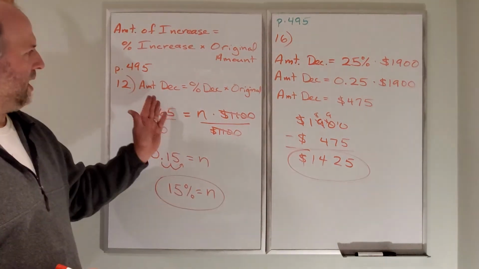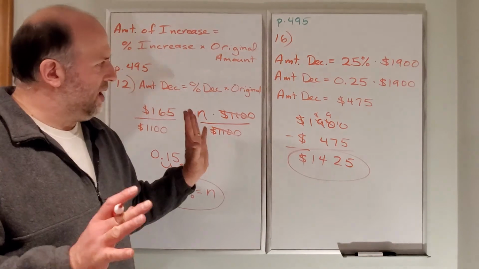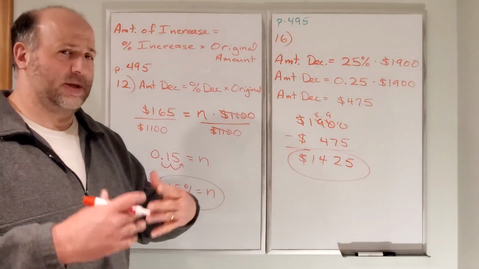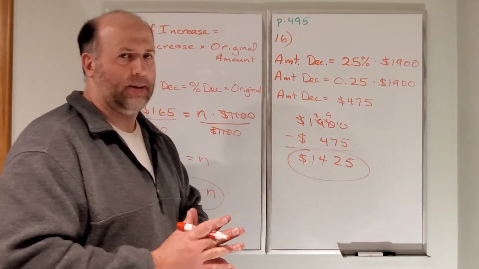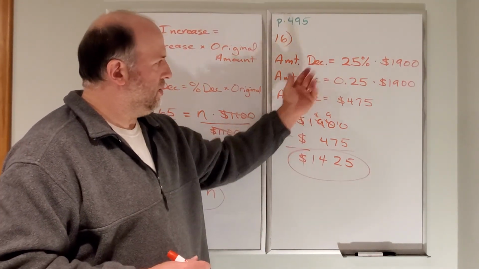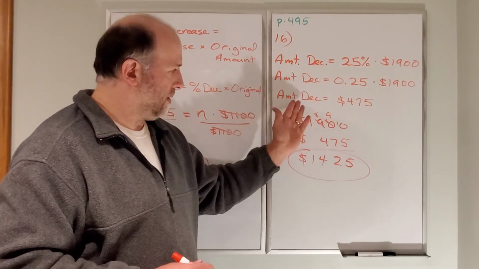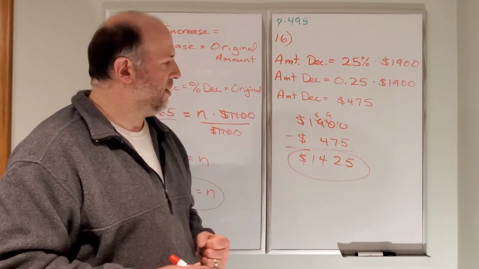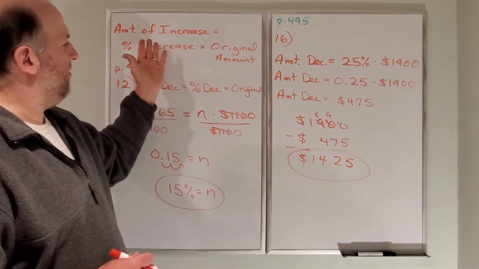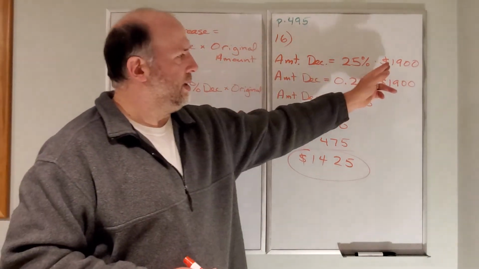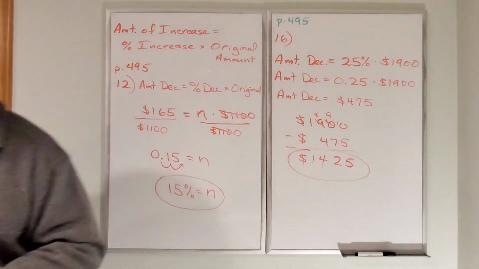So again, like I said, with amount increase, amount decrease, oftentimes, not always, they do want to know what the final new increased amount or the final decreased amount is going to be. You'll need to use this to get the amount of increase or decrease first. And then if you're looking at amount of decrease, subtract it from the original amount. That will give you the final reduced amount. If you're looking at amount of increase, you'll add this to the original amount to get the final increased amount.